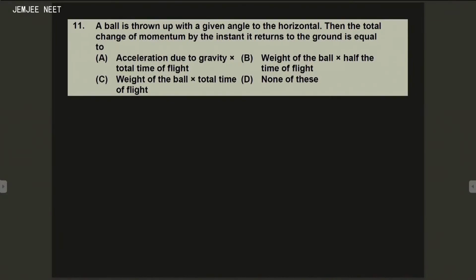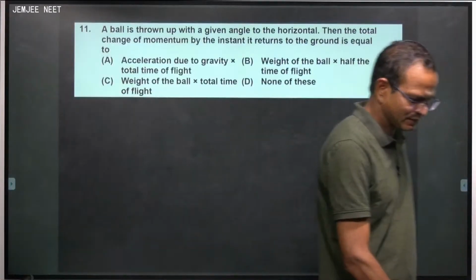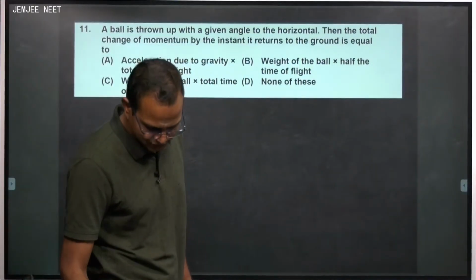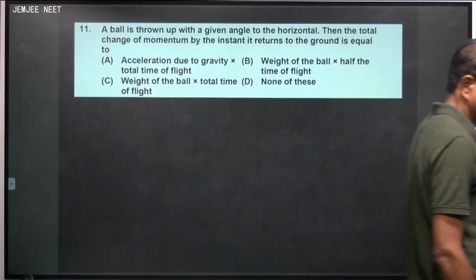Sir, option C. Beautiful, Yashashani. Beautiful. How did you get that? The change in momentum is impulse, sir. Force into time. Force here is the weight and the time taken is the time of flight, sir. Very good. Excellent, Kanna. That's right. You are right. The answer for this question is none, sir.